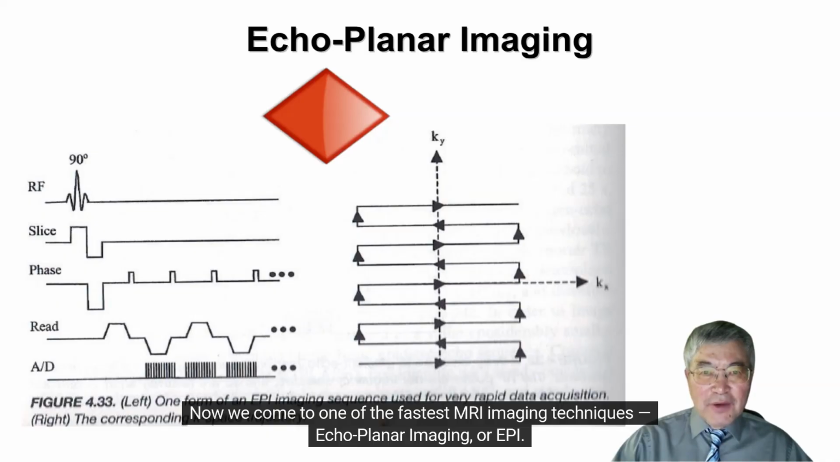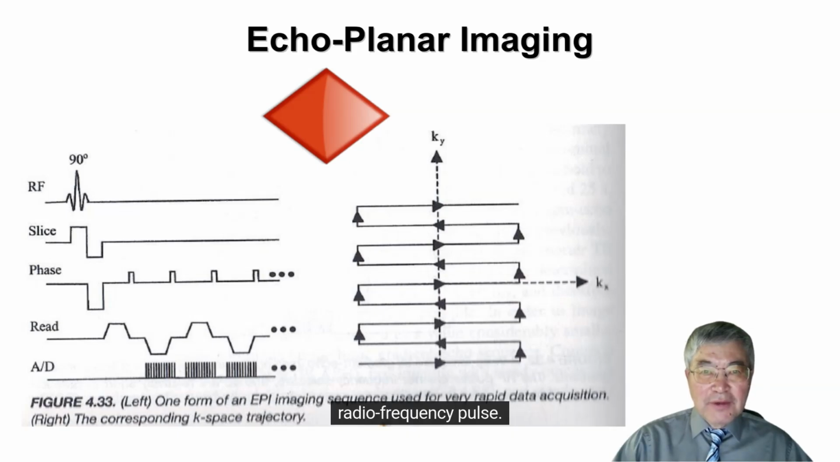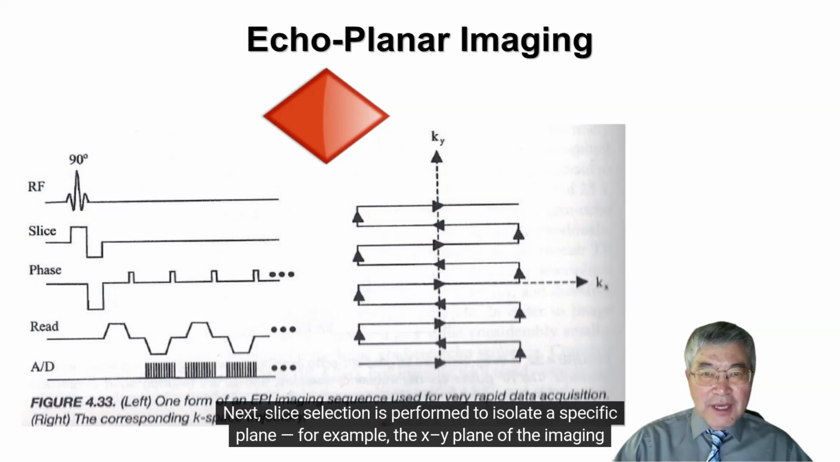Now we come to one of the fastest MRI imaging techniques, echoplanar imaging, or EPI. In this sequence, the magnetization vector, M, is first flipped into the XY plane using a 90-degree radio frequency pulse. Next, slice selection is performed to isolate a specific plane, for example, the XY plane of the imaging region.